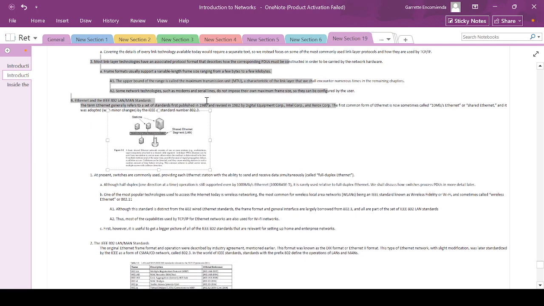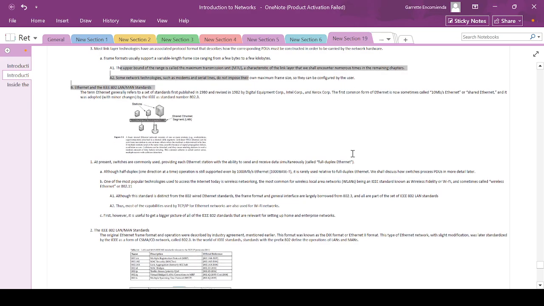Frame formats usually support a variable length frame size, ranging from a few bytes, where a byte is 8 bits, to a few kilobytes, depending on the hardware it supports. The upper bound of the range is called the maximum transmission unit, or MTU, a characteristic of the link layer that we shall encounter numerous times in the remaining chapters. Some network technologies, such as modems and serial lines, do not impose their own maximum frame size, so it can be configured by the user.